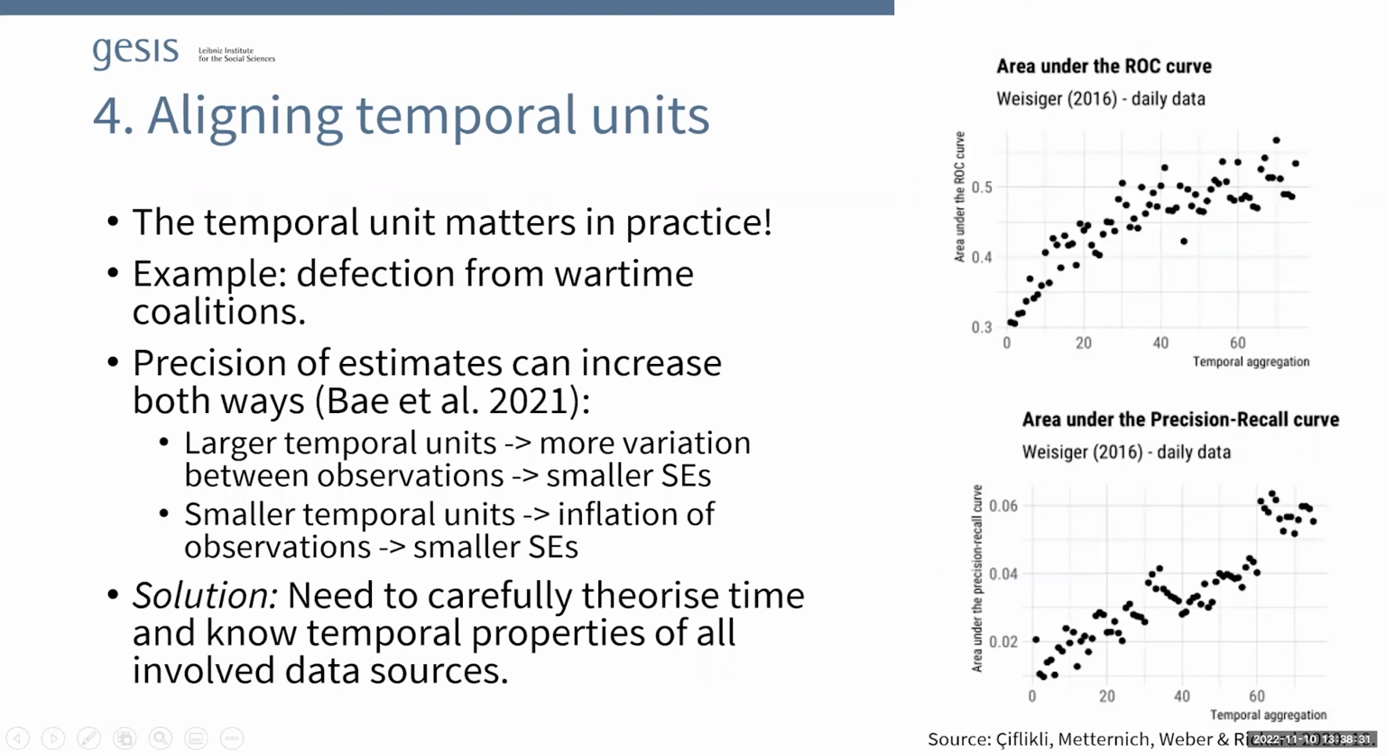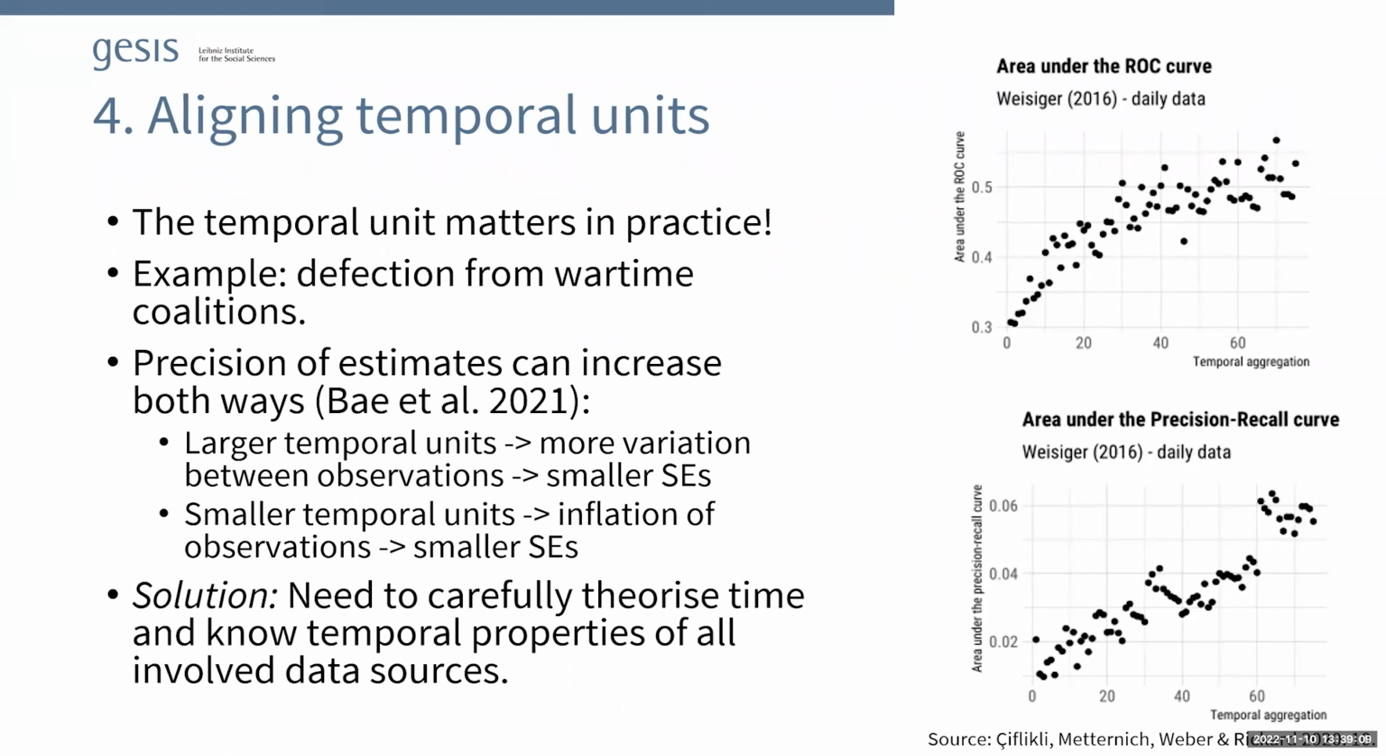Let's look at an empirical example. This is from Weisinger in 2016. He's trying to predict the defection of countries from wartime coalitions. And in the graphs you see on the x-axis the temporal aggregation, how many days have been taken together as a temporal unit, starting at 1 day and going to over 70 days. And you see that the more days we take as a temporal unit, the higher the predictive power of our models, as measured by the area under the receiver operating curve or area under the precision recall curve.